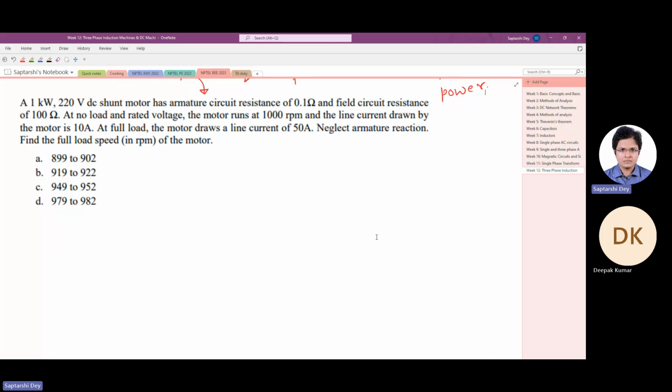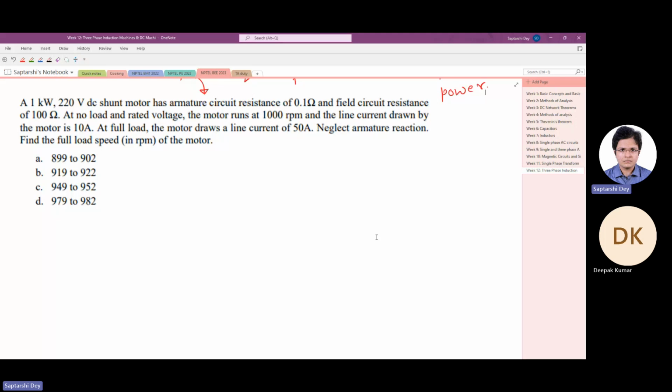A 1 kilowatt 220 volt DC shunt motor has armature circuit resistance of this much, field circuit resistance this much. At no load and rated voltage, the motor runs at 1000 rpm and the line current drawn by the motor is 10 ampere. At full load, the motor draws a line current of 50 ampere. Neglect armature reaction, find the full load speed of the motor.